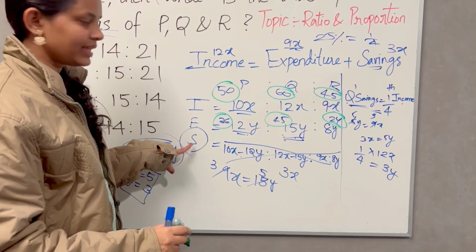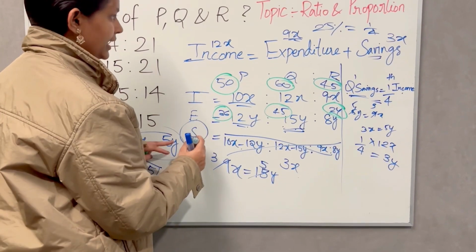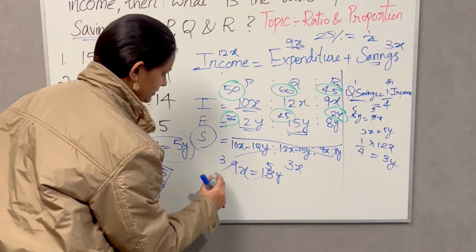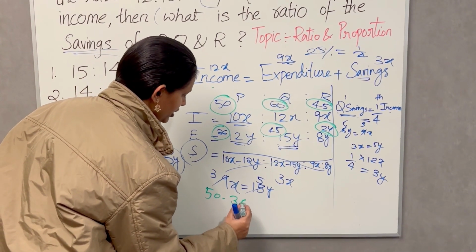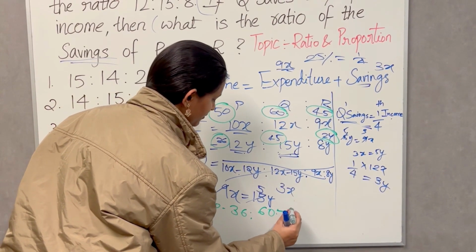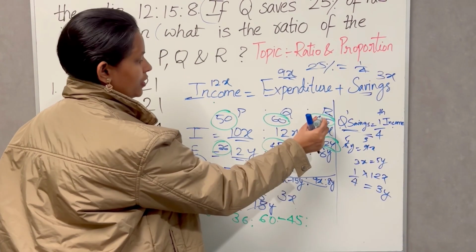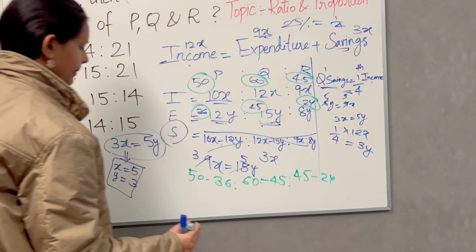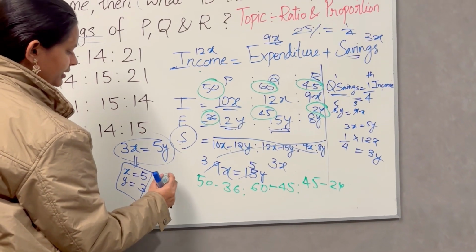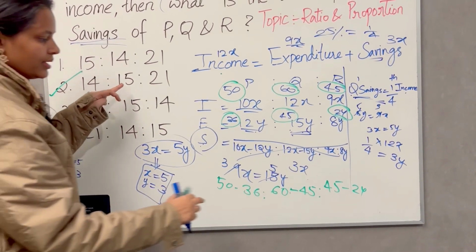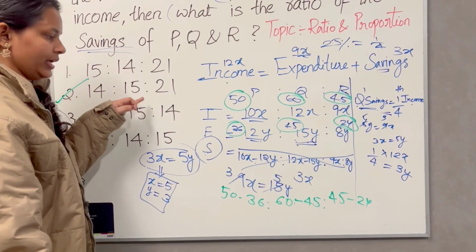But they are asking the savings ratio, that is, savings is income minus expenditure. 50 minus 36 is to 60 minus 45 is to 45 minus 24. 50 minus 36 is 14. Option 2, 60 minus 45, is 15.